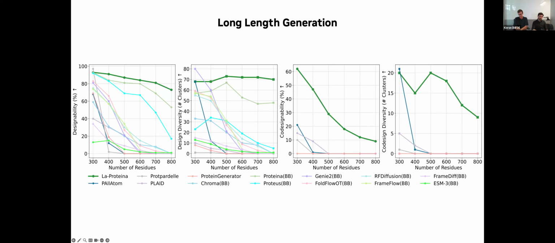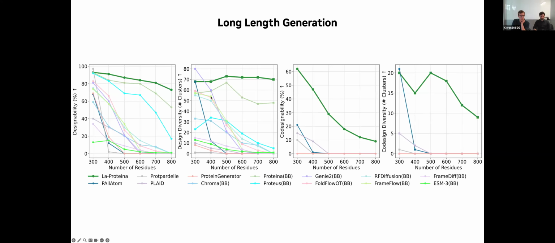Yeah, as Thomas mentioned, our architecture is really pretty scalable, so we can train and also evaluate on quite long lengths. So this is a comparison. The two left plots are backbone performance, and the two right plots are co-design performance. The left plot is always designability here, so designability and co-designability, and here's the number of designable clusters, and here's the number of co-designable clusters. And this plot is about diversity.